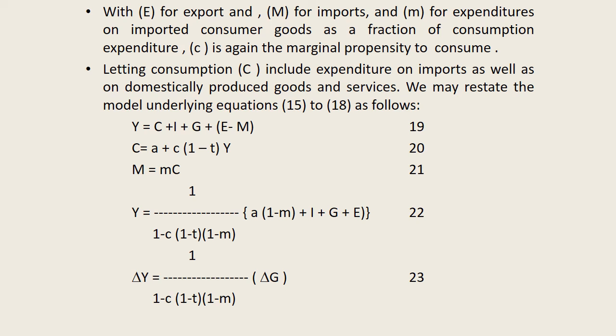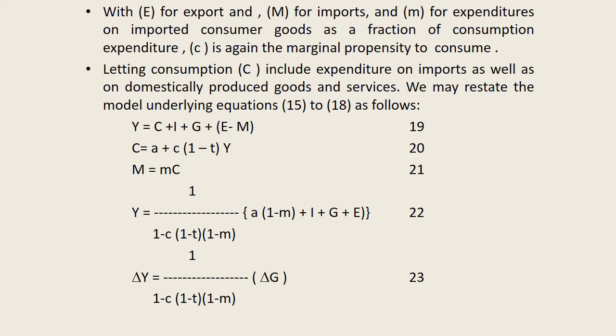The second equation, which is number 20, represents the consumption function. C equals A plus C multiplied by 1 minus T multiplied by disposable income Y, where A is autonomous consumption, الاستهلاك التلقائي اللي هو مستقل عن الدخل. C is the marginal propensity to consume, الميل الحدي للاستهلاك, and Y represents disposable income.